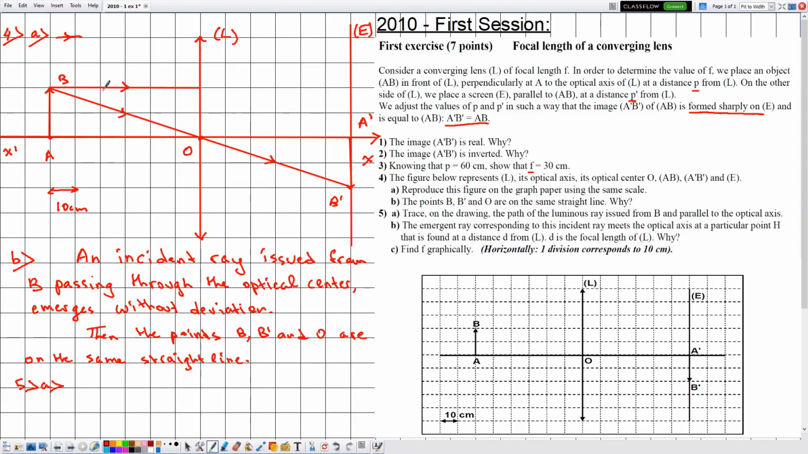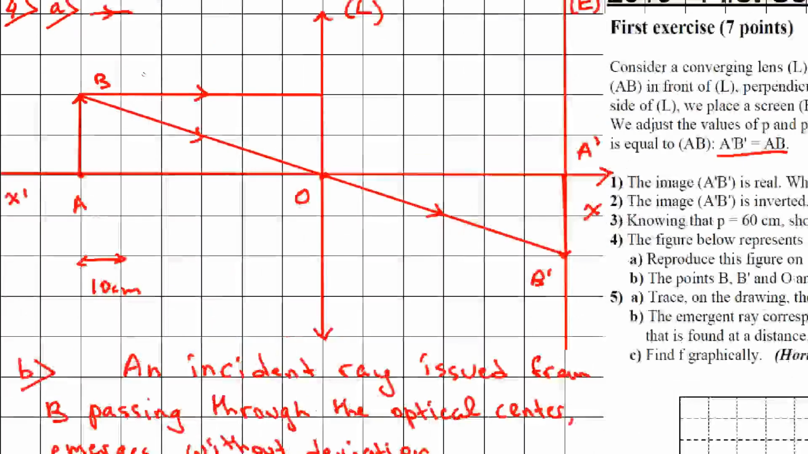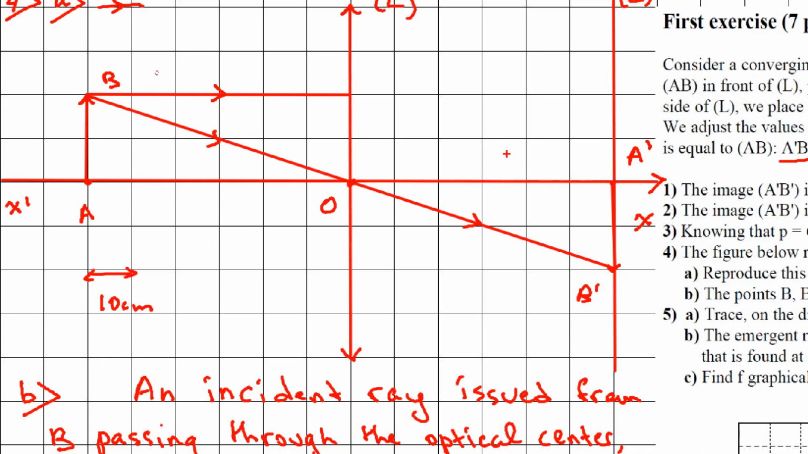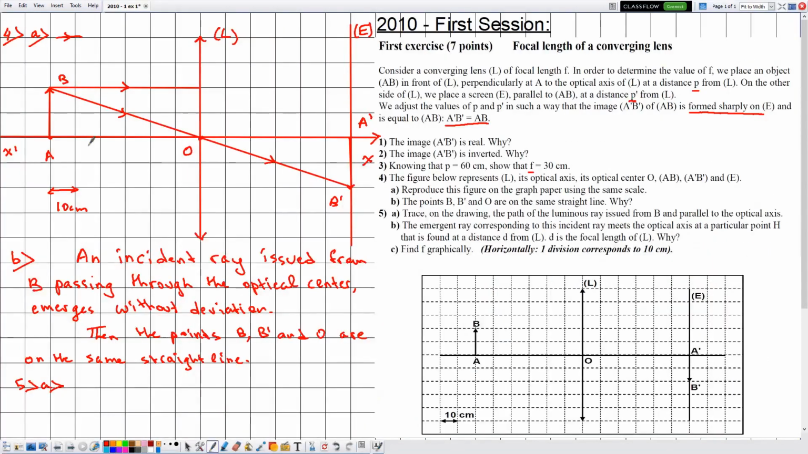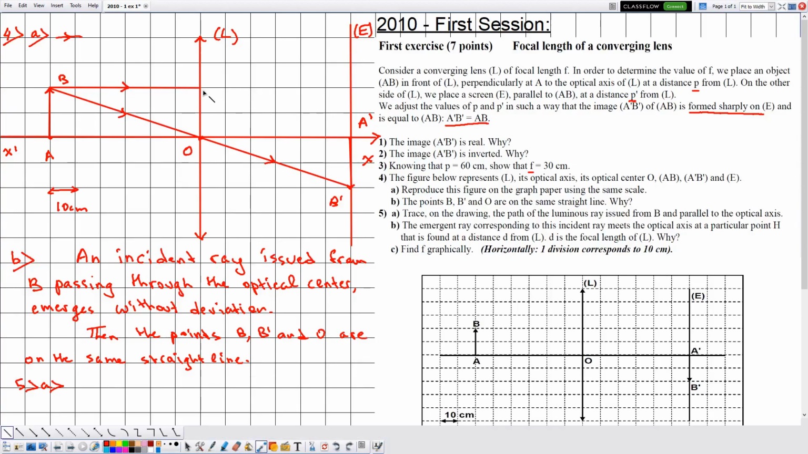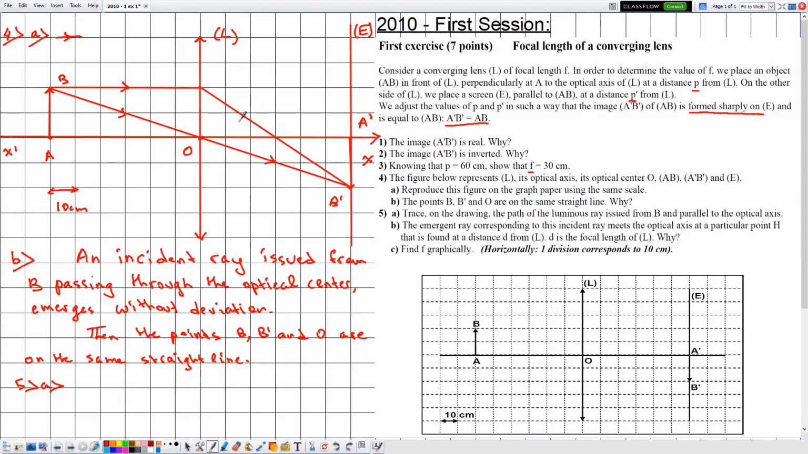We know that an incident parallel ray is always related to the image focus, but here in this case we don't know the position of the image focus. However, we know the position of the image B prime, which is the image of the point object B. Therefore, this ray will emerge going to B prime. And we don't forget arrows on light rays that indicate the direction of propagation of light. Then done for 5 part A.